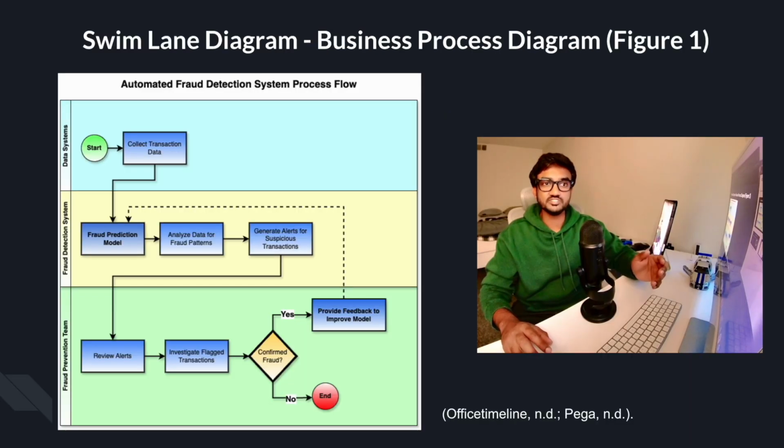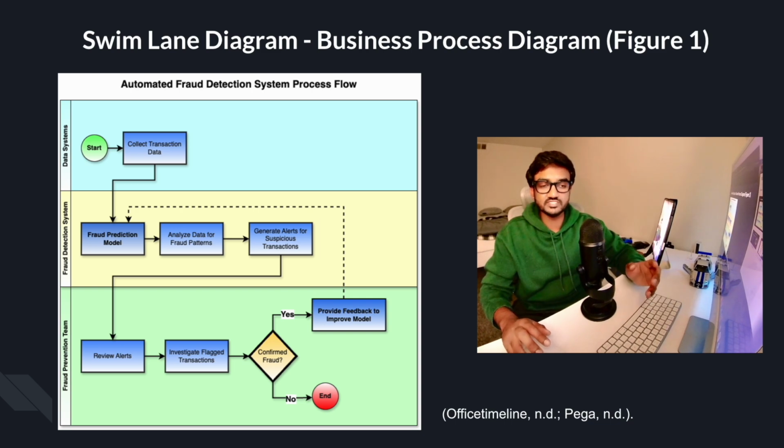The business process model is represented by the swim lane diagram. It outlines the flow of activities across different lanes, representing various stakeholders involved in the process. The swim lanes represent different entities such as the data systems, fraud detection models, and fraud prevention team. Key activities include collecting transactional data, analyzing data for fraud patterns, generating alerts for suspicious transactions, and investigating flagged transactions.